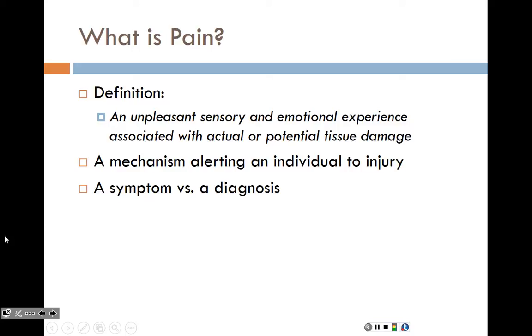It is unique though in that it's very subjective. We'll talk more about that throughout the day because that's a key when it comes to treating pain. It's very variable and very personal how people respond to, rate, and feel pain.